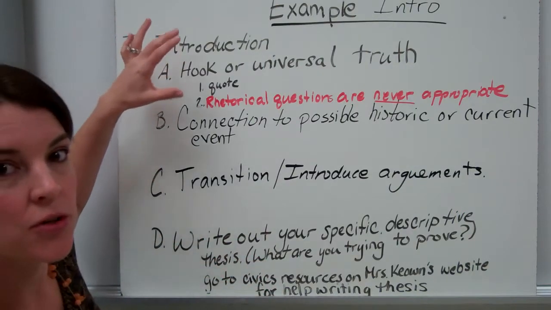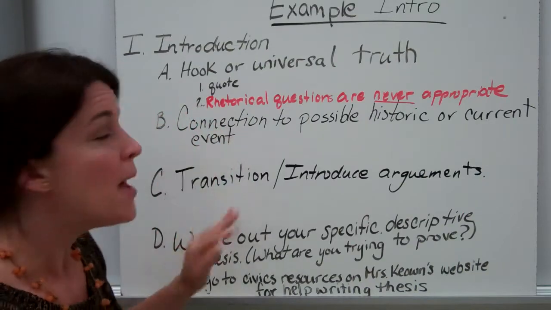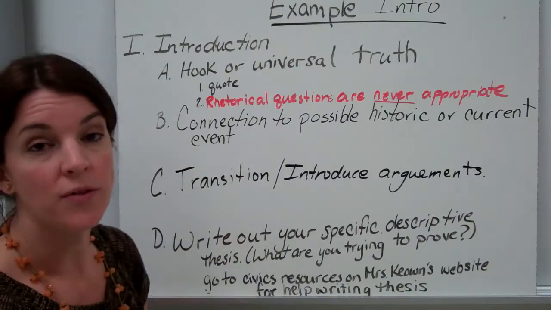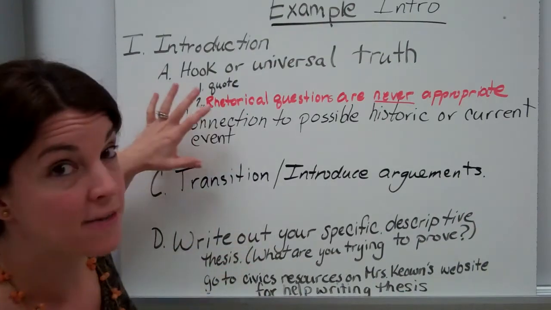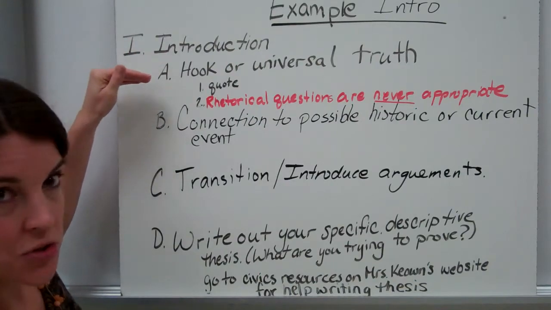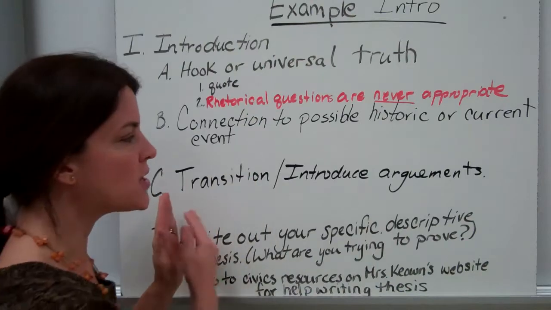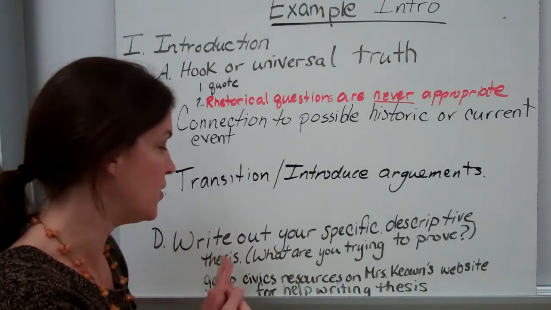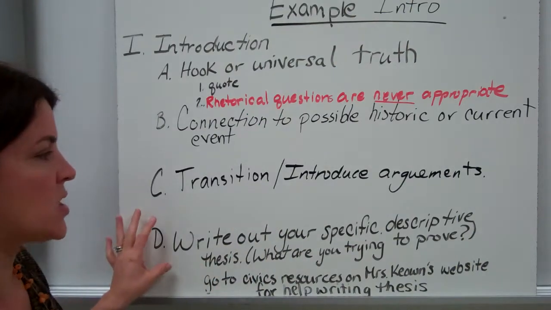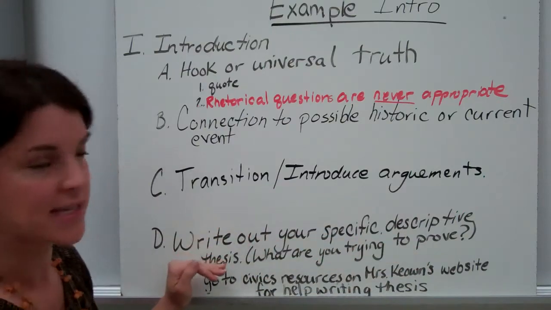So after you have your universal truth, that next sentence is going to explain that universal truth. Maybe you can explain it by connecting it to a historical event or some sort of current event. And there's many for the Electoral College. After you have introduced your hook and explained it a little bit, you're going to transition. You're going to start to introduce the arguments that are going to be in your paper. And finally, the very last sentence of your introduction is going to be your very specific, descriptive thesis statement.